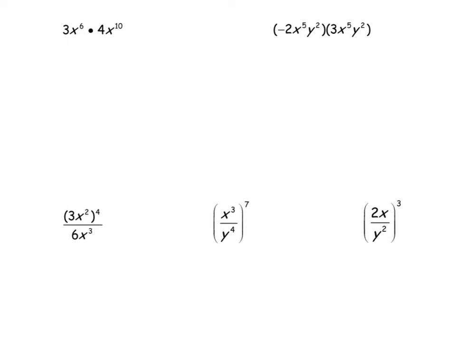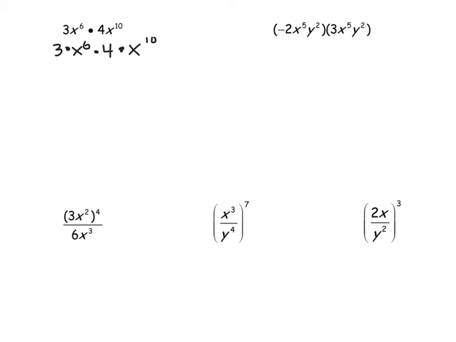So if I wanted to rewrite this, and some of you might want to because it'll make more sense to you, 3 times x to the 6th times 4 times x to the 10th. Sometimes people like to think of this part and this part as terms that are stuck together, and that's not the case. This is actually one long string of multiplication. So that's why I rewrote it like this.